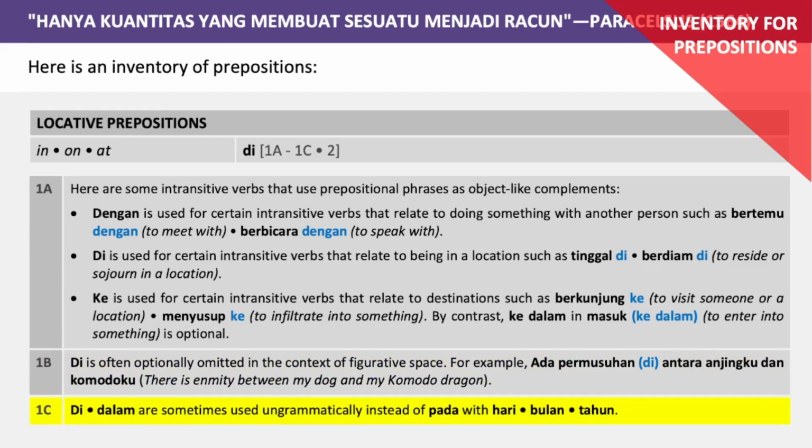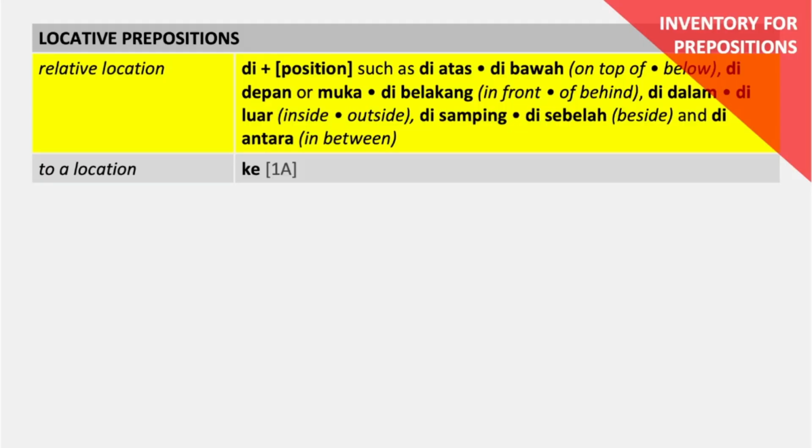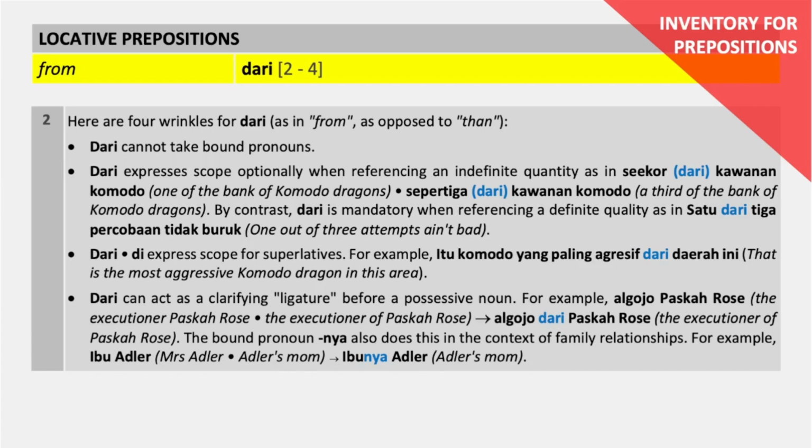Di dalam is sometimes used ungrammatically instead of pada, with hari, bulan, tahun. Relative location, di plus a position, like in di atas, di bawah, on top of, below. Ke, to a location. From, dari. Here are 4 wrinkles for dari, as in from, as opposed to than. Dari cannot take bound pronouns.